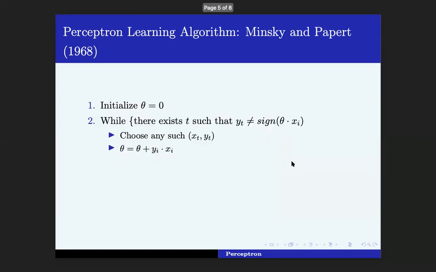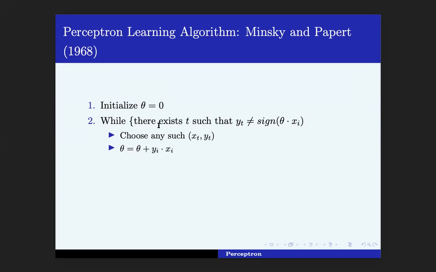Now, here is this algorithm. This is an algorithm from 1968 by these two famous scientists, Minsky and Papert. You can think of this as the first machine learning algorithm that was ever produced, to some level. Now the algorithm is just this much. You start with some theta. You can start with some random theta, it doesn't matter.